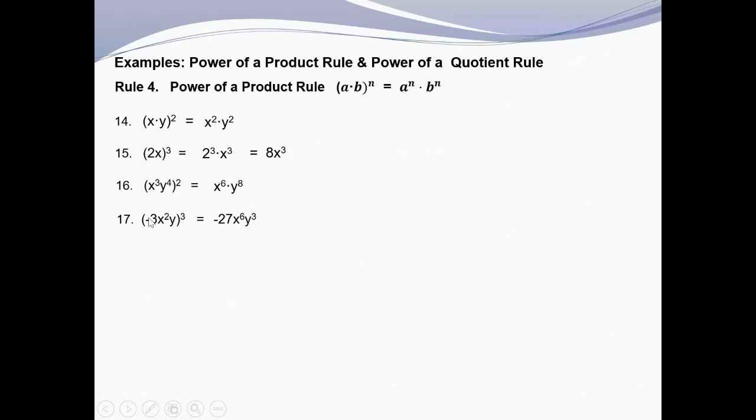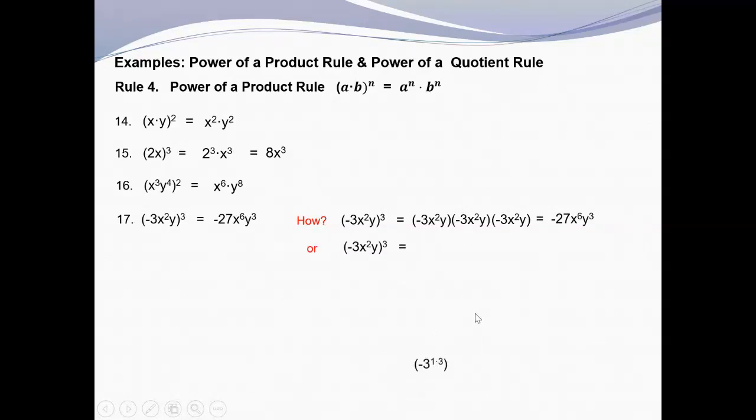But let's see how we do this one. Negative 3 to the third power is going to give us negative 27. X squared to the third power will give us x to the 6 because we multiply the powers. And y to the first power to the third power will give us y to the 3. Here's how. Again, I'm going to do it 3 times, right? Because it's cubed. Negative 3 times negative 3 times negative 3 will give us negative 27. X squared times x squared times x squared, right? We add the powers. 2 plus 2 plus 2 will be 6. And y times y times y, right? We add the powers. There's like a 1 there. 1, 1, and 1 will give us 3.